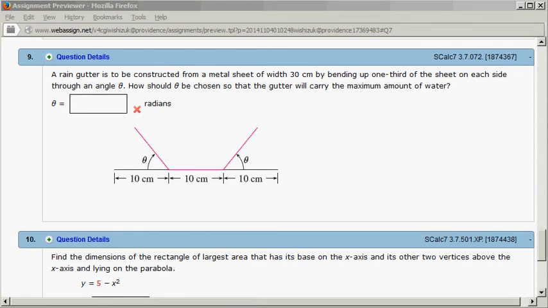All right, let's look at homework 3.7, problem number 9. We're going to start with a sheet of metal 30 centimeters wide, and we fold 10 centimeters on both sides to create a gutter. We want to find this angle theta so that the capacity is the maximum. Let's do that.